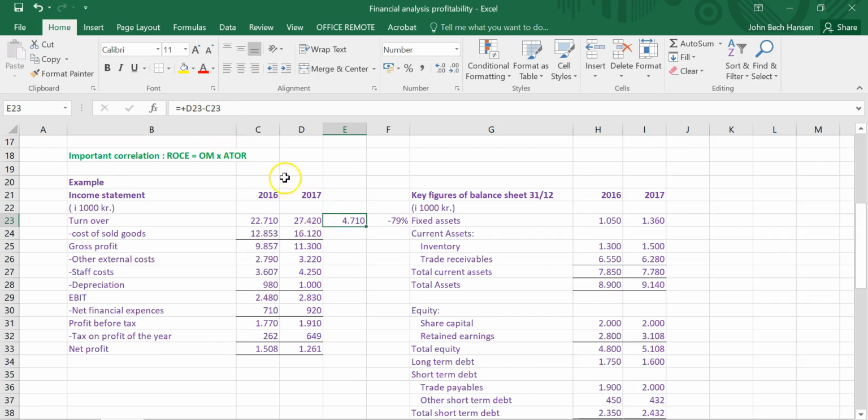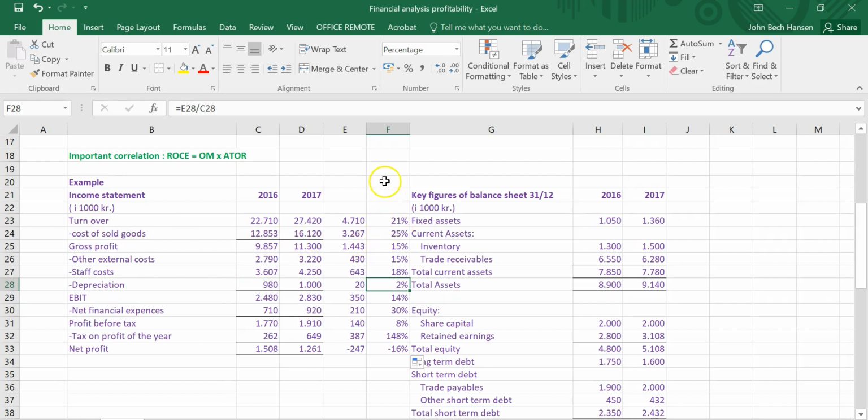Oh yeah, it's of course the D23 minus the C23, and of course now I have the change, so I don't need to calculate it here. So it's of course this one here like this. So it's an improvement of 21%, and I can copy this down, and now I can see what the changes are in any cost issue or the turnover.